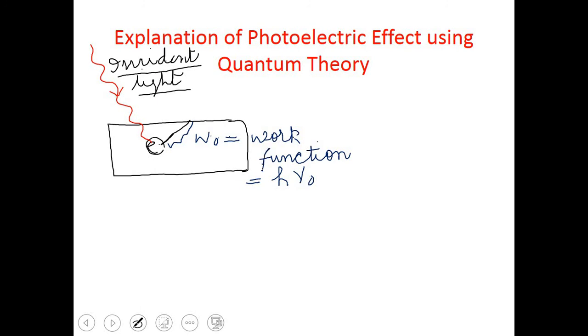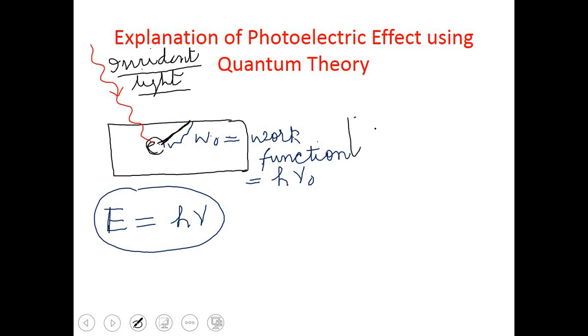What is Planck's quantum theory? I want to explain this point in brief. According to Planck's quantum theory, radiations are made up of small particles called quanta, and in the case of light, these particles are called photons. The energy associated with each photon is equal to h nu. Now I'm coming back to my topic. When light of a suitable frequency strikes the surface of metal, a portion of the energy of the photon is used for removing electrons from the surface of metal. This energy is called the work function, or the binding energy, or the threshold energy.